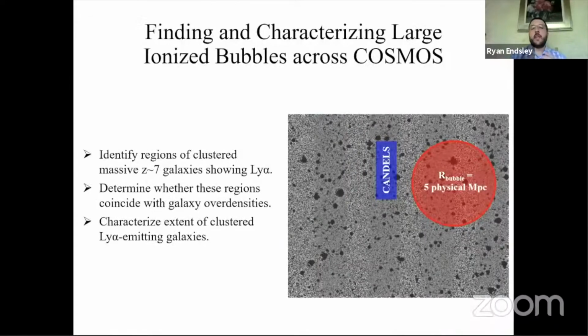So with the ionized bubble picture, we're tackling this primarily in the Cosmos field just due to the deeper imaging available, allowing us to push fainter down the luminosity function. So our goal here is to identify the regions of clustered massive redshift 7 galaxies showing Lyman-alpha emission across the Cosmos field to determine whether these regions coincide with galaxy overdensities, and moreover, to characterize the extent of the Lyman-alpha emitters within these regions, giving us some insights into the extent of the possible ionized bubble that they sit inside.